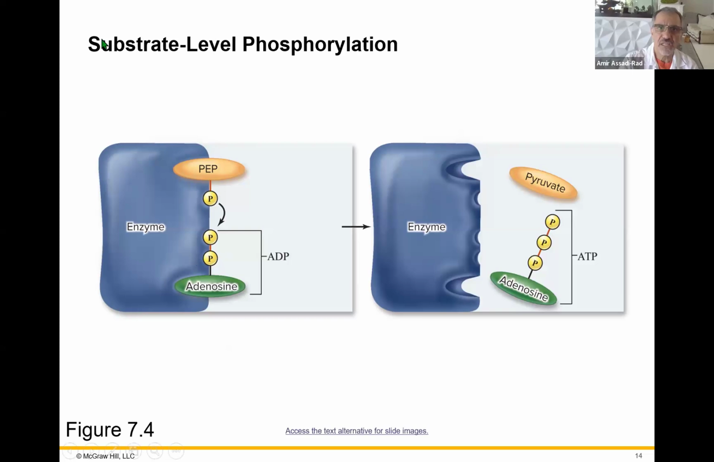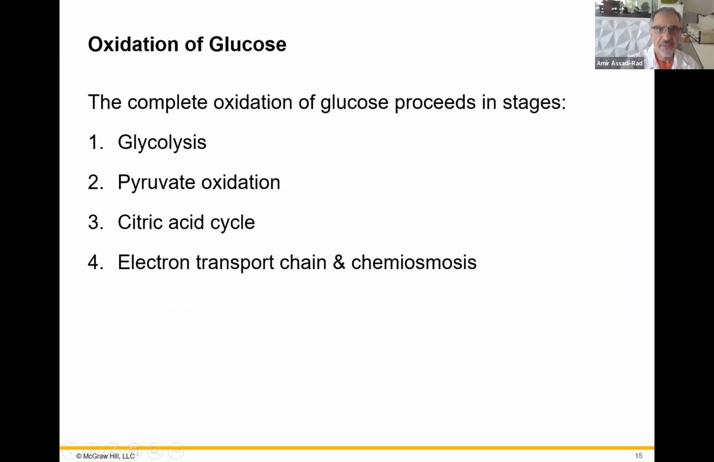Okay, substrate level phosphorylation. We talked about this, you guys. Oh, he's talking about PEP, phosphate, adenosine, ADP. So pyruvate. He hasn't talked about the glucose molecule breaking down to pyruvate yet. Come on. The complete oxidation of a glucose molecule proceeds in stages. Very good.